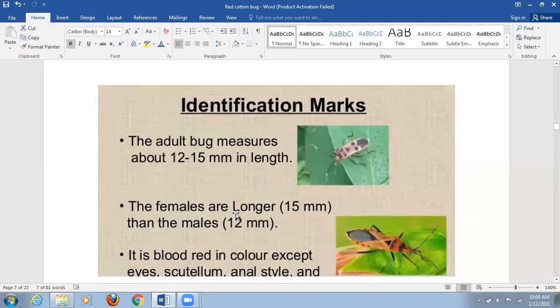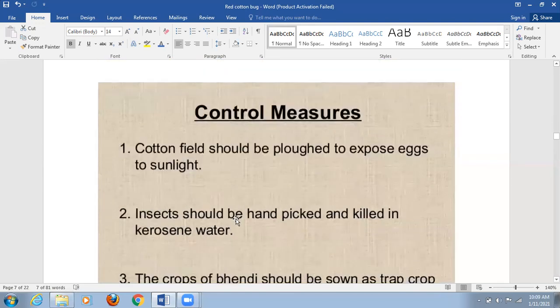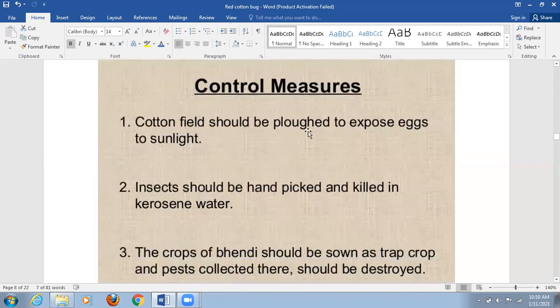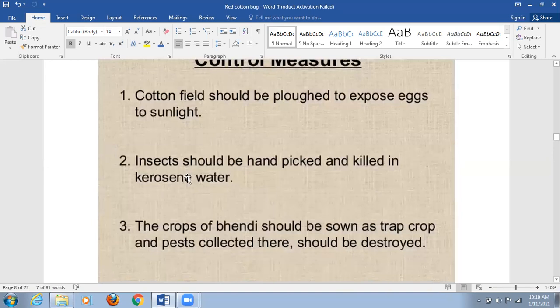Now we are going to see the control measures, how we are going to control it. First, the cotton field should be closed to expose eggs to the sunlight. It is a very common traditional strategy. Eggs are exposed to the sunlight, so these eggs are destroyed. Second strategy, insects should be hand-picked. If we find the insects, they are hand-picked. This is a physical method of control, and these insects are killed in kerosene water.